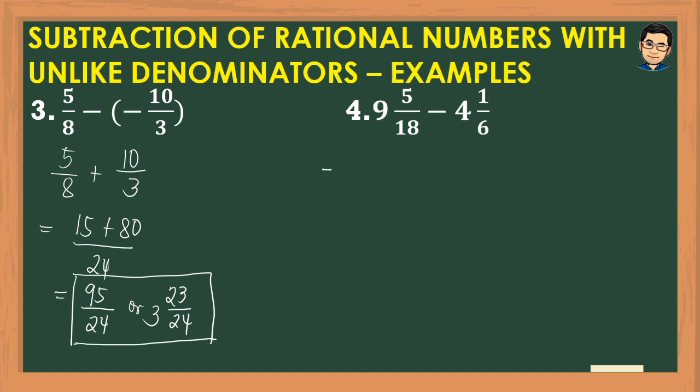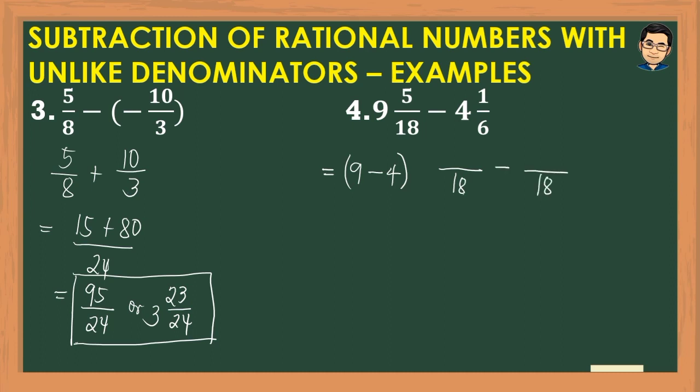Next, 9 and 5 over 18 minus 4 and 1/6. So subtract natin yung mga whole numbers, 9 minus 4. Ayan. And then, we get the LCD of 5 over 18 and 1 over 6. And then, the LCD is 18. So, magiging ganito siya.